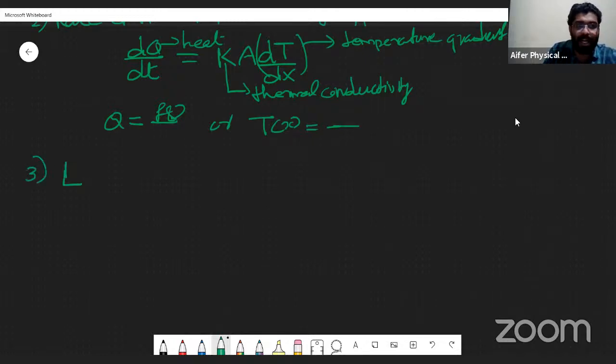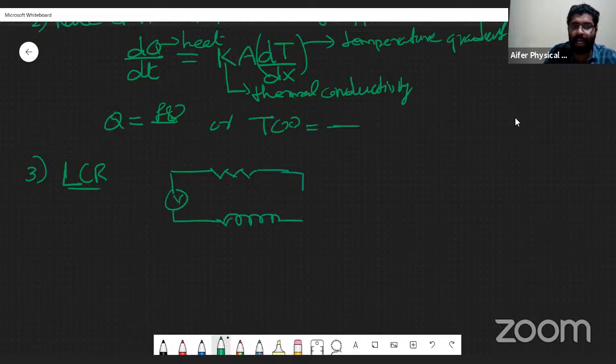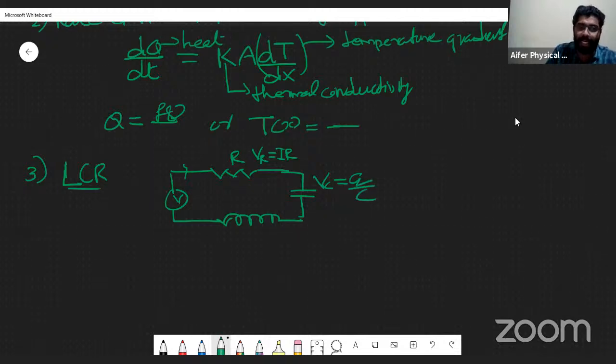Suppose I am taking an LCR circuit, a circuit containing resistance, an inductor and a capacitor. It is a very familiar circuit for you. Okay. So when current flows through this, the resistance is represented by R and the voltage drop across it is IR. And this is the capacitance, and the capacitor drops a voltage VC, which is the charge stored divided by the capacitance. And the inductor has a potential drop represented by VL, which is nothing but the inductance L di by dt.